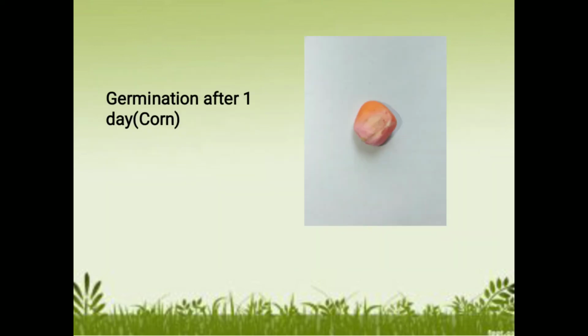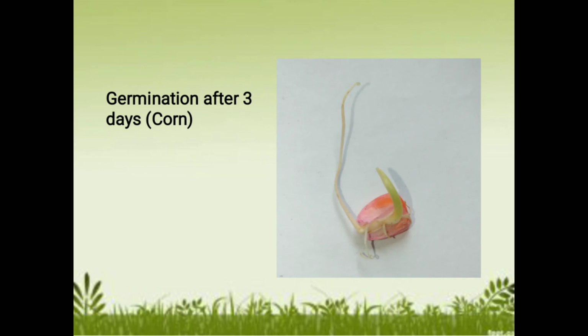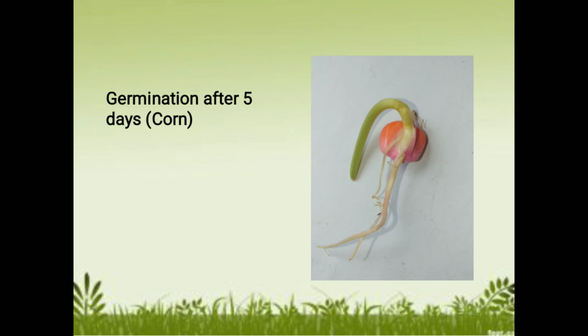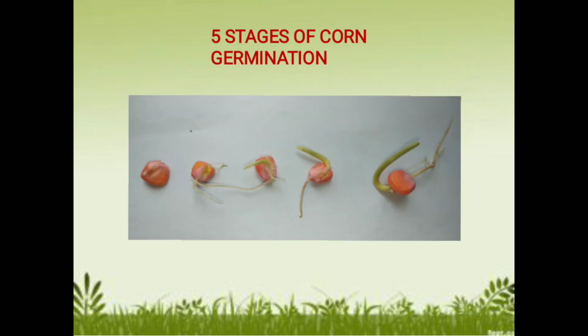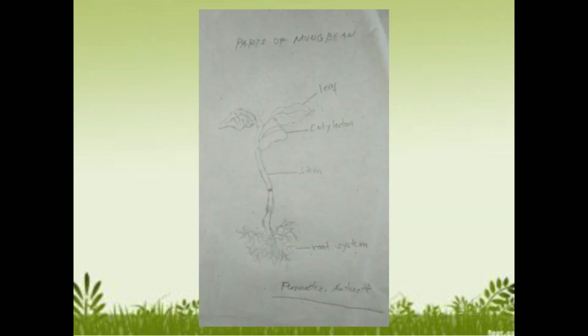Next is the germination of corn after 1 day, after 2 days, after 3 days, after 4 days, and last is after 5 days. So those are the 5 stages of corn germination. So next are the parts of the germinating seed. First, the parts of the corn. Next are the parts of the mung bean, which are the leaf, cotyledon, stem, and root system.